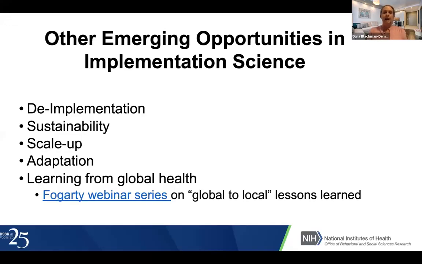And I want to also mention this idea of thinking about what lessons we can learn from global health research. And in particular, Fogarty is engaged in some work around this idea of global to local, and how can we take lessons learned around programs that have been developed and implemented in low resource settings globally, and potentially bring them to the US, and in thinking about implementation science questions along the way.